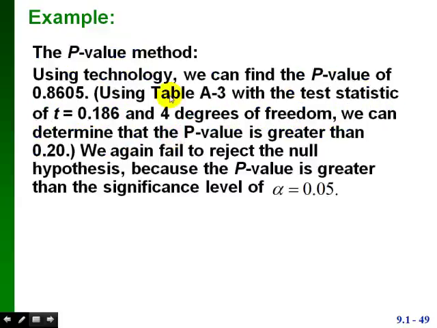Now we could also, using StatCrunch, use the p-value method. And if we did that, we'd find that there would be a p-value of approximately 0.8605. This is a very large p-value. Remember, if the p-value is large, that means that we fail to reject.